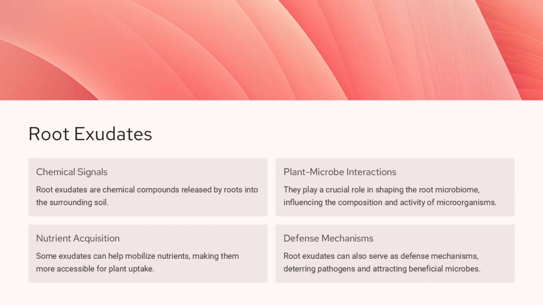Root exudates are chemical compounds released by plant roots into the surrounding soil. These exudates play a crucial role in shaping the root microbiome. They influence the composition and activity of microorganisms living in the soil. Some exudates can help mobilize nutrients, making them more accessible for the plant to take up. Root exudates can also act as defense mechanisms, deterring pathogens and attracting beneficial microbes to the plant's root system.